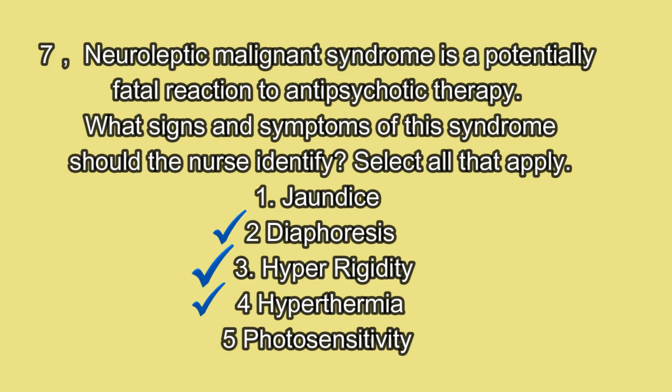Dopamine is a critical neurotransmitter in the brain involved in regulating movement, body temperature, and the autonomic nervous system. Diaphoresis means excessive sweating, hyperrigidity means severe muscle stiffness, and hyperthermia means elevated body temperature.